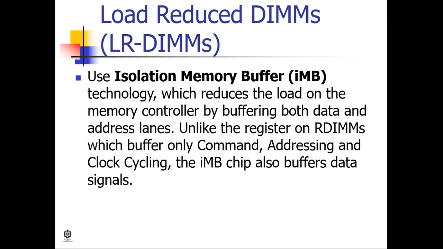The IMB chip isolates all electrical loading, including data signals of the DRAM chips on the DIMM, from the memory controller. So the memory controller only sees the IMB and not the DRAM chips. The memory buffer then handles all reads and writes to the DRAM chips, boosting both capacity and speed.